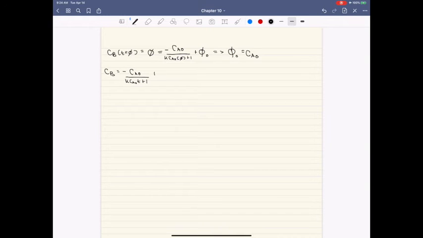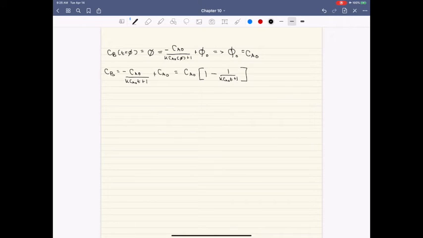So if we plug that information back into our Cb equation, what we have is this. And then plus a Ca naught. And then what we could do is pull out the Ca naught from both of the terms on the right-hand side, so that our equation now looks like this. Cb equals Ca naught times (1 minus 1 over (k Ca naught t plus 1)).